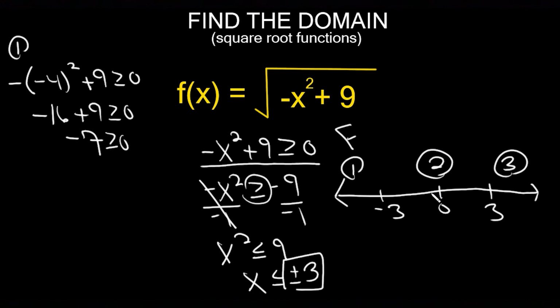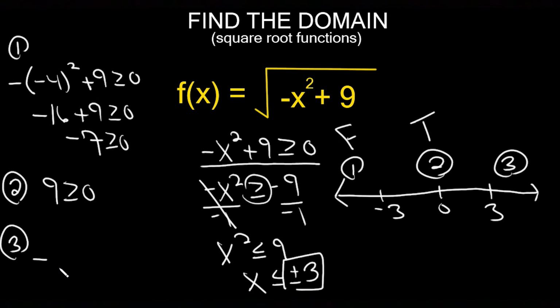Now the easy value to pick here would be 0. All right? So if I plug a 0 into negative x squared, this whole part just becomes 0 and I'm left with 9. So region 2, if I were to pick 0, I'm going to be left with 9 greater than or equal to 0. That is true. So region 2 was true. Okay? And then testing region 3, let's pick positive 4.